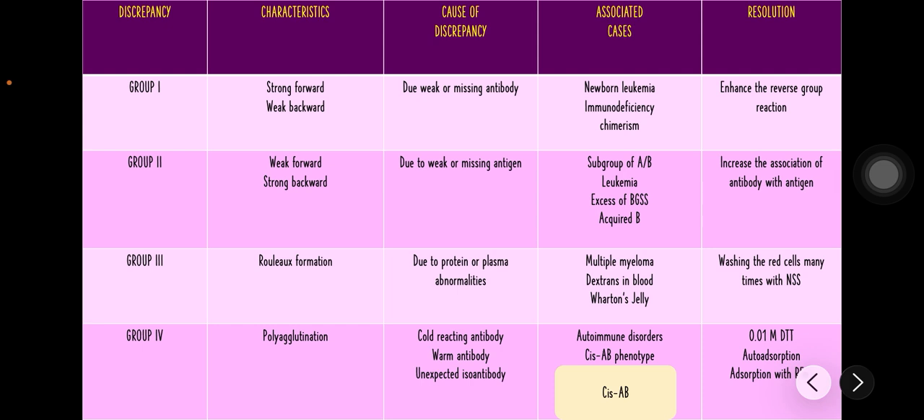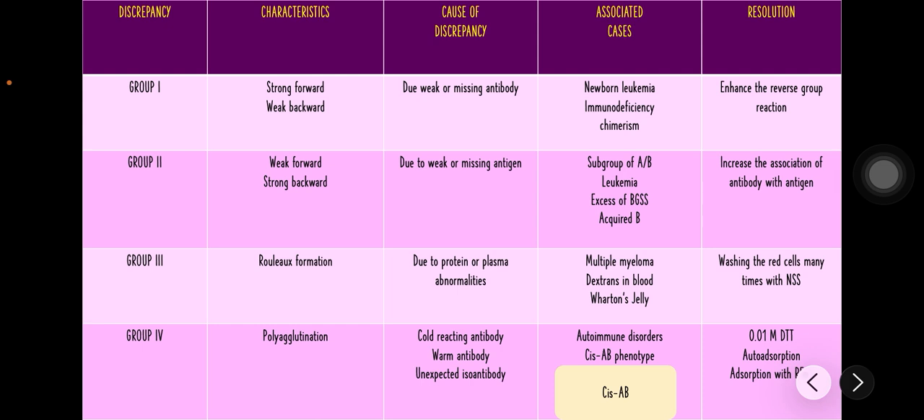For Group 2, the problem here is the missing or weak antigen. These discrepancies occur in the forward grouping and are the least frequent type. They happen when the expected A or B antigens on the red cells are either absent or so sparse they cannot be detected. Common causes of Group 2 are rare ABO subgroups like A3 or Ax that have very few antigen sites.